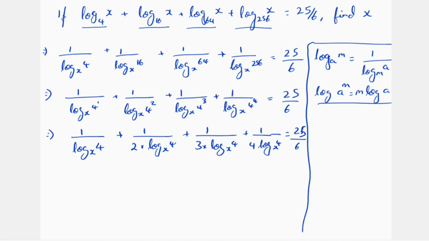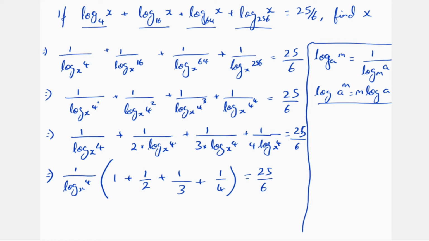Now I can take 1 divided by log 4 to base x as common outside, into 1 plus 1 by 2 plus 1 by 3 plus 1 by 4 equal to 25 by 6. Now all we have to do is simple addition of the fractions. 1 by log 4 to the base x, 1 plus 1 by 2 plus 1 by 3 plus 1 by 4.